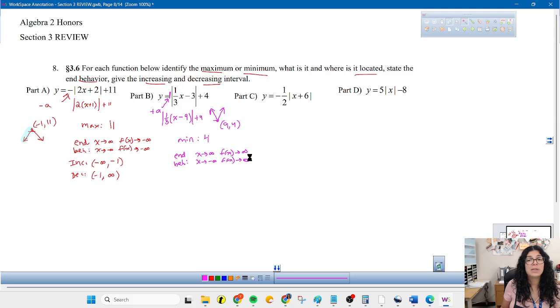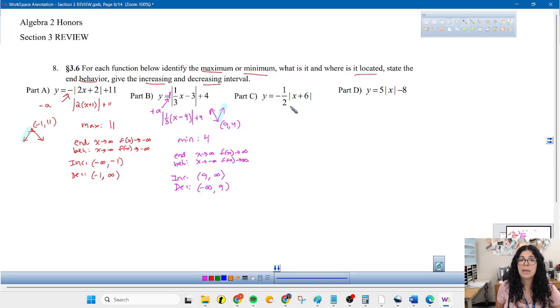Then the increasing and decreasing, well, this time, since it's flipped over, they are basically the reverse of what we just did on the previous one. The increasing part is actually the right side of this absolute value. So from the 9 to infinity, arrow on the right, it is increasing, and on -infinity, the arrow on the left to the vertex x value 9, it is decreasing.